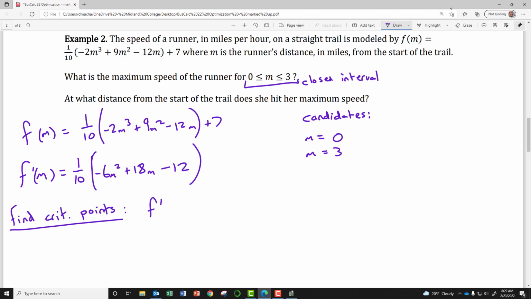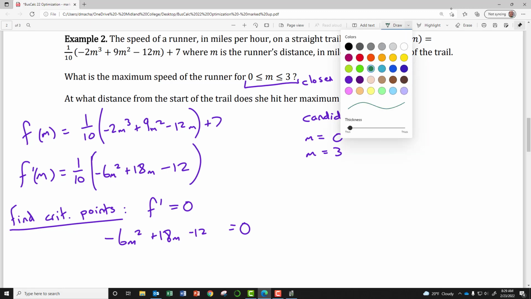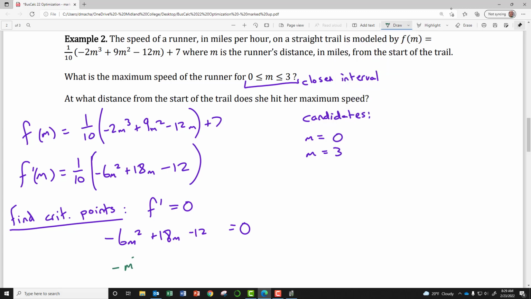So I set that first derivative equal to 0, which means that negative 6m squared plus 18m minus 12, all times 1/10, has to be equal to 0. But if I multiply both sides of my equation by 10, 0 times 10 is just 0, so I can actually just get rid of this. And I could divide both sides of my equation by 6, and this just becomes negative m squared plus 3m minus 2 after I divide everything by 6. 0 divided by 6 is still 0.